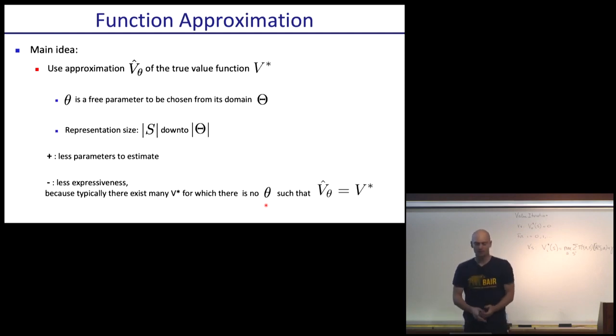So the high level idea is that we will use an approximation v hat theta of the true value function v star. Theta is a free parameter chosen from some domain that typically is smaller than the domain that enumerates the states, which could make it easier to find theta than to find a value for each state. Fewer parameters to estimate is the upside. Downside, less expressiveness, because there will only be one v star for your problem, but many possible values, so you don't know which one is actually going to be v star, that cannot be represented by v hat theta, because your function approximation cannot represent everything. If it could represent everything, it'd be just as expensive to use that function approximation as it is to just enumerate every single state.